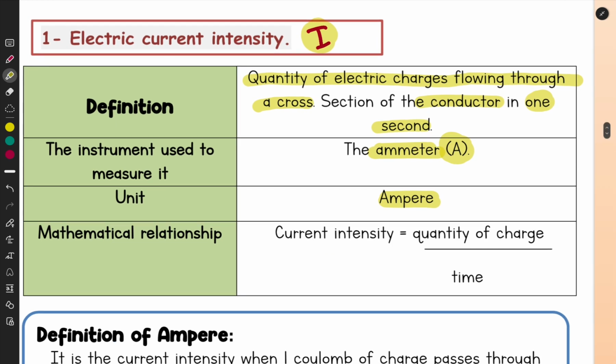Mathematical relation. How can I measure the electric current intensity? I equals the quantity of charged electrons, quantity over time. So I want to measure the quantity that passed in the electric current over a time. So I equals quantity over time.